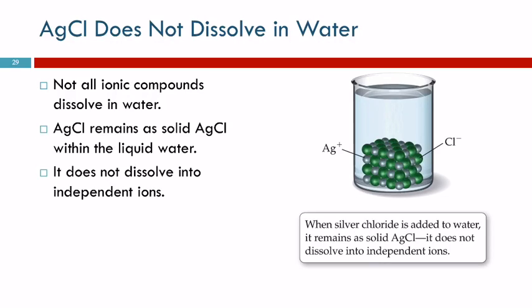Why? Anybody want to know why? Well, there are very hairy scientific explanations for that. The simple explanation is that silver and chloride like each other too much. And they would rather sit here in the bottom touching each other than float around.